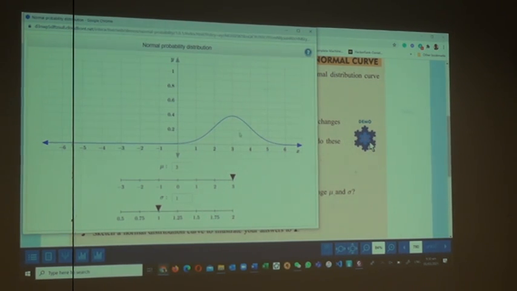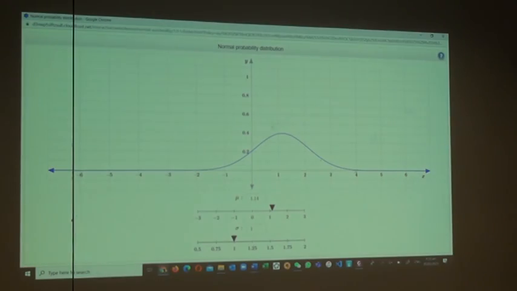What else do you notice? Mu is the maximum point. Mu is not the maximum point. You are right, but put it in a better way. The x coordinate of the maximum point. At the maximum point, x is mu. Okay? At the maximum point, x is mu.